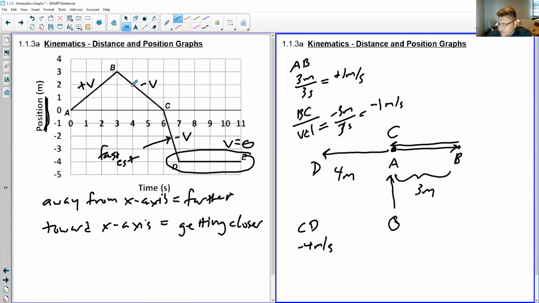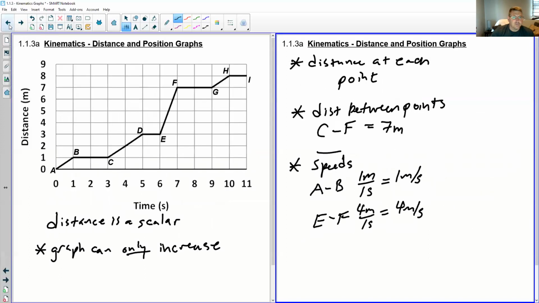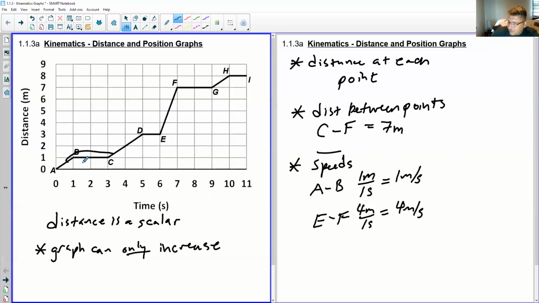Okay. Note that we have positive slope, negative slope, and 0 slope. So moving in the positive direction, moving in the negative direction, and then not moving at all. And if we go back to our distance graph, we can see some similarities. BC, no motion. DE, no motion. FG, no motion. HI, no motion. But here we're moving, right? And then we're moving fastest here.